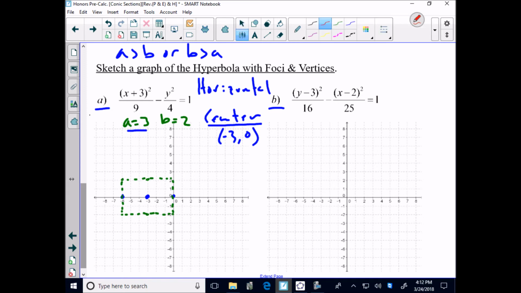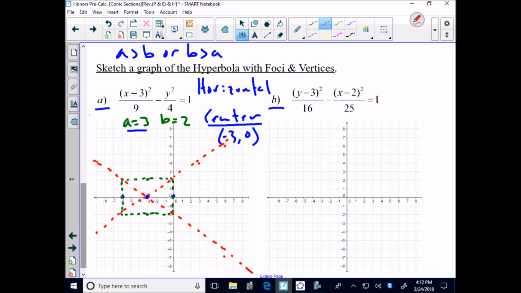Now I'm going to give myself some points here. I know that the asymptote is going to be a line, so I can use the slope that I get from the center of my box through the corner, which is going to be a positive 2/3 for this diagonal asymptote, and a negative 2/3 for this diagonal asymptote.